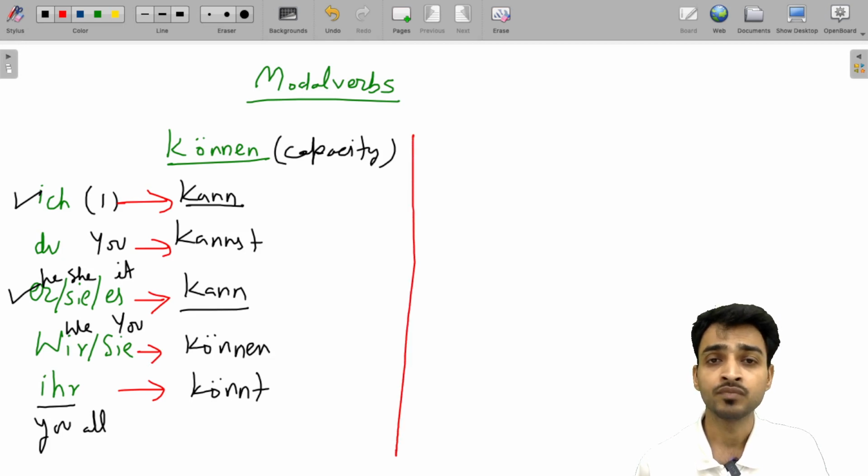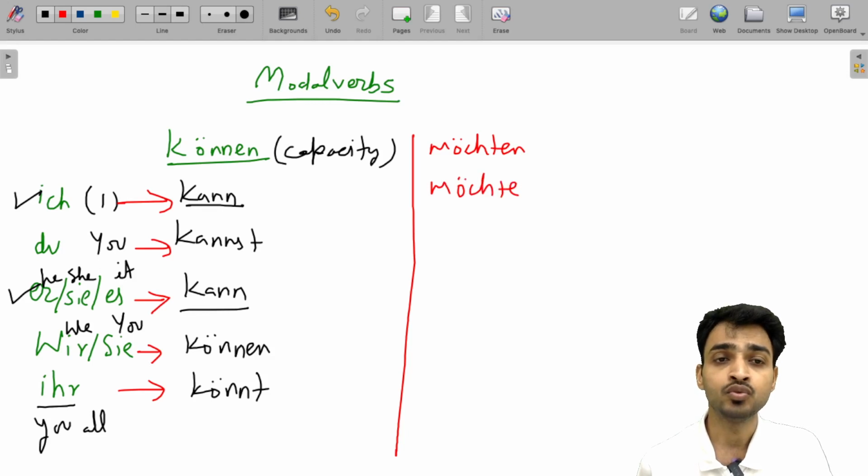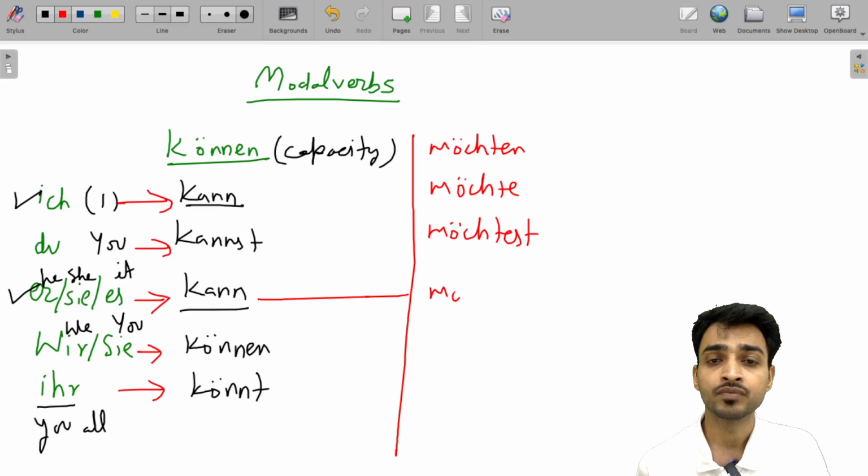Now we'll see another modal verb. This is called möchten. Möchten means would like. With ich, it is möchte, with an e ending. And du möchtest, you would like. And er and sie also möchte. And wir möchten. Ihr möchtet. So this is our conjugation of the modal verb.